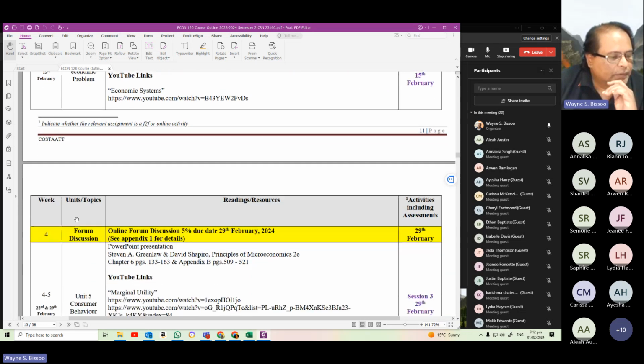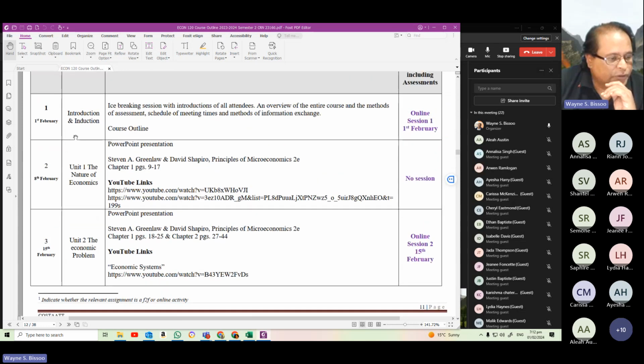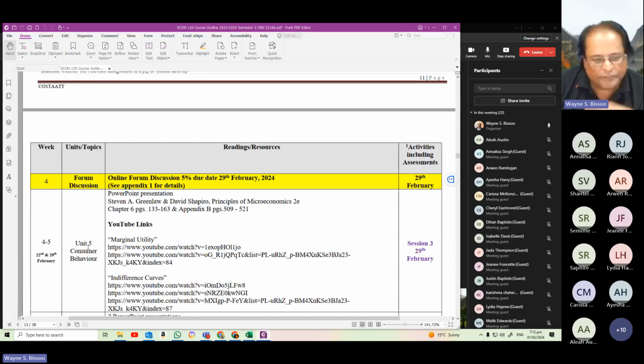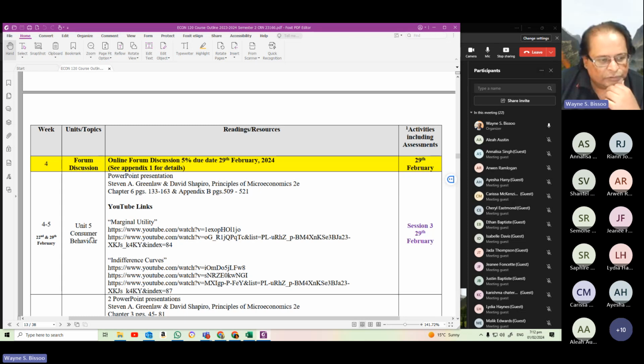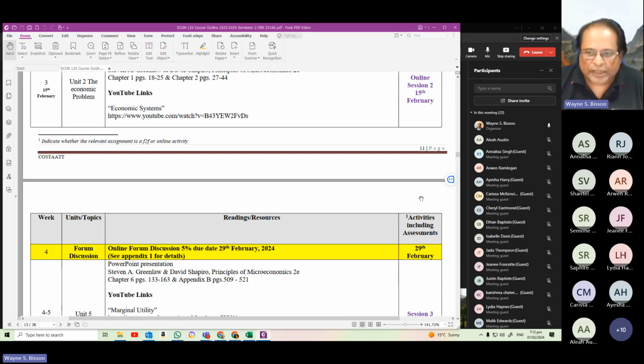Right, so remember we go unit 1, unit 2, then unit 5, which is weeks 4 and 5. I'm expecting, because that's a big chunk of material there, so I'm giving you 2 weeks for that. The stuff in yellow is the assignment due. So the forum discussion should be completed by February 29th. And we expect to have our third face-to-face session during that period.